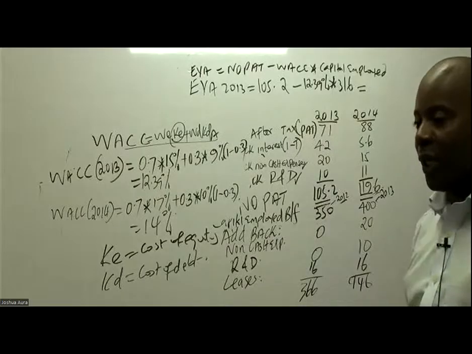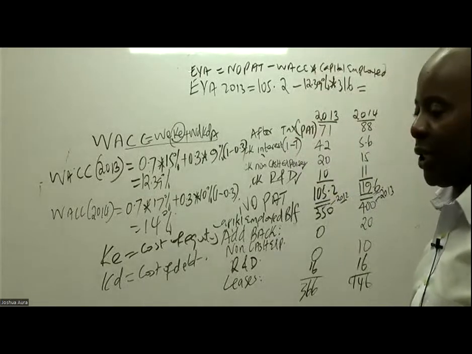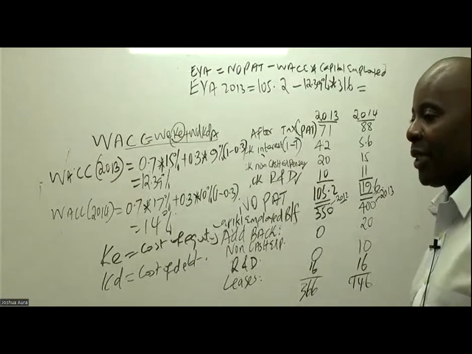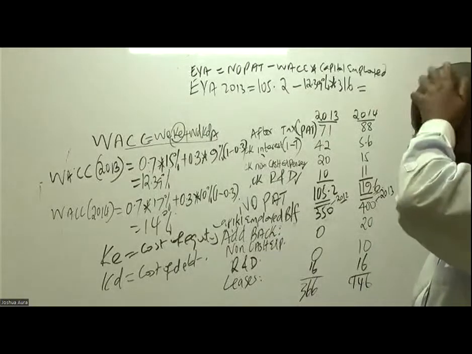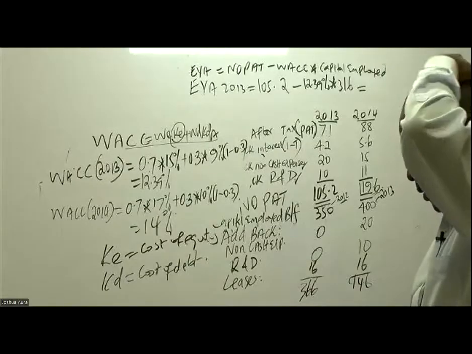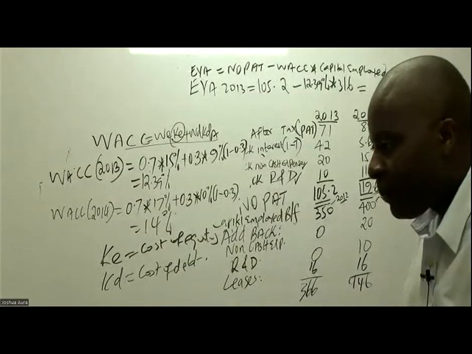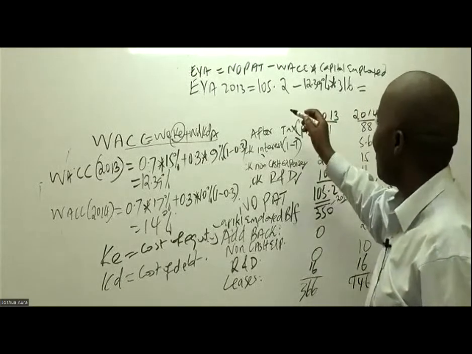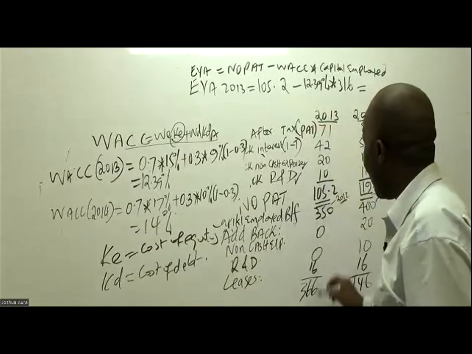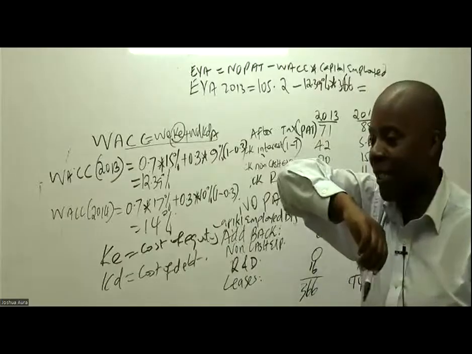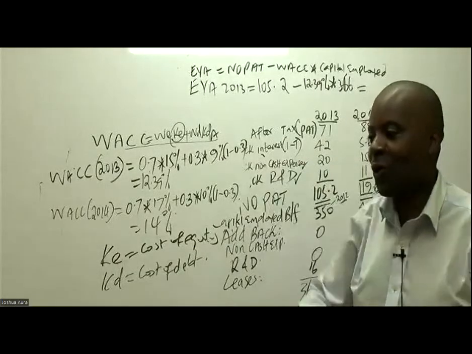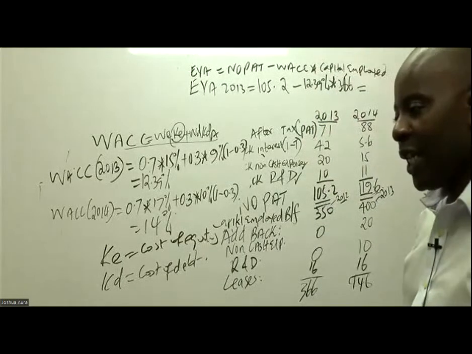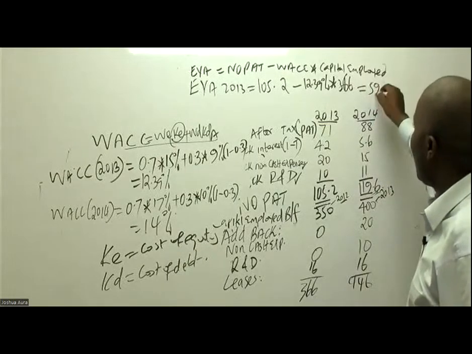EVA in 2013, what are we able to get? So Doreen Gatui tells me 366. Oh, capital employed in 2013 is 366, okay. Thank you so much for correcting us. With 366, this at the end of the day gives me 59.85.